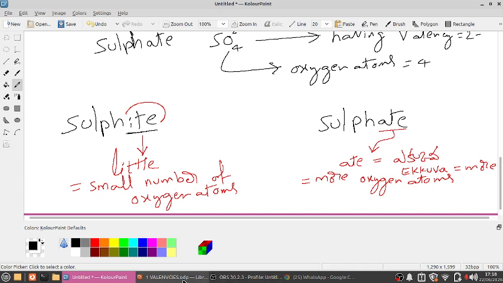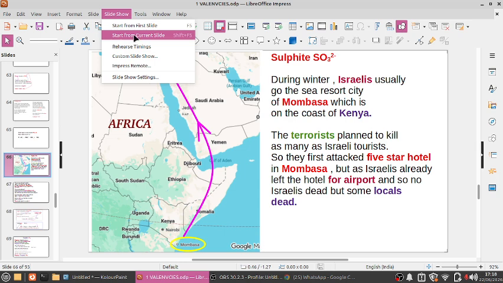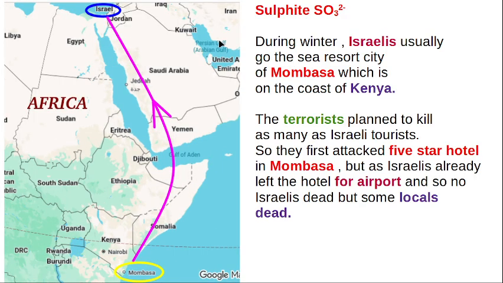Okay, let us link a story for this. I am going to this slide. I am enlarging this slide. See that here, sulphite is SO3 2 minus, sulphate is SO4 2 minus. Let us understand sulphite first, then you can automatically understand sulphate. If you learn the sulphite formula, you can easily say the formula of sulphate.